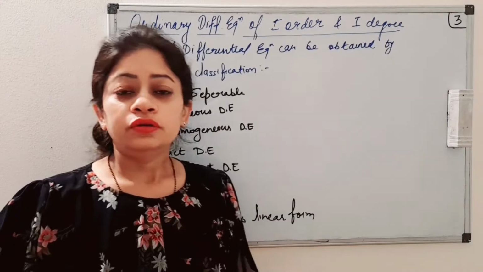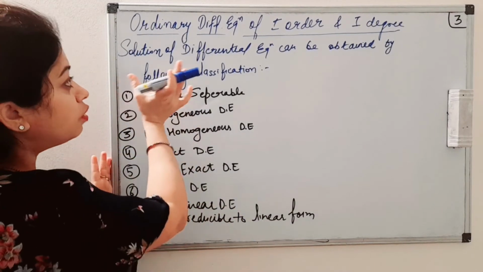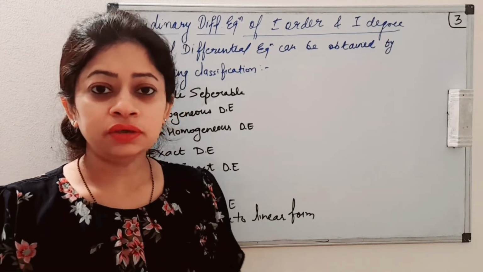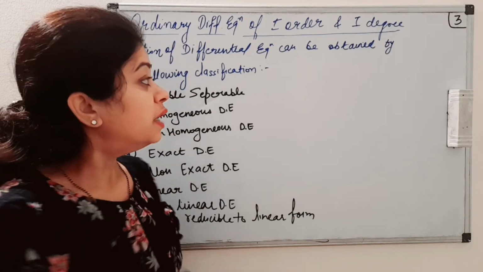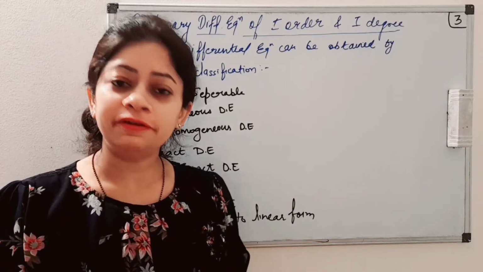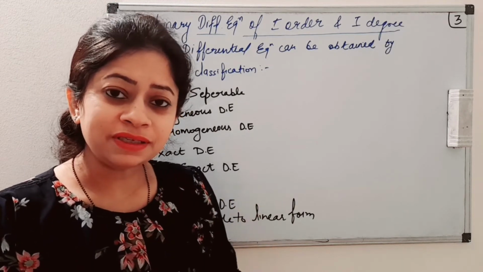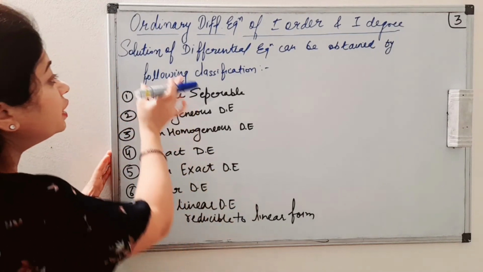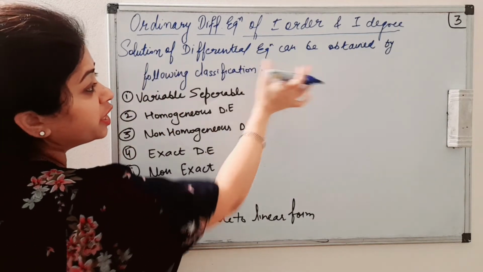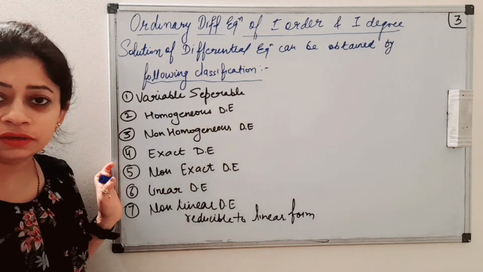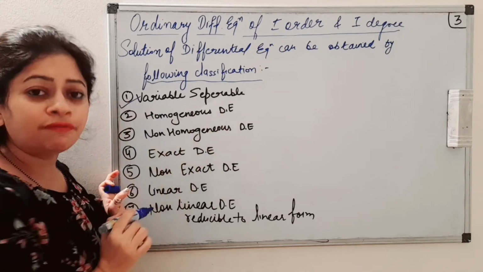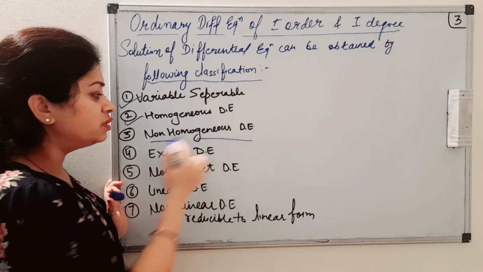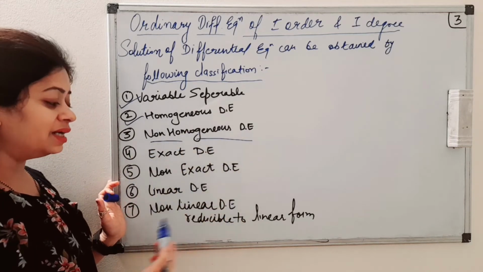So as you know, we are studying ordinary differential equations of first order and first degree, and suppose we get a differential equation to solve and we need to find its solution. First of all we will see, can we solve it in any of these ways? The solution of a differential equation can be obtained by the following classification: if you have variable separable form, or homogeneous differential equations, and so on, you can note these: non-homogeneous, exact, non-exact, linear and non-linear.